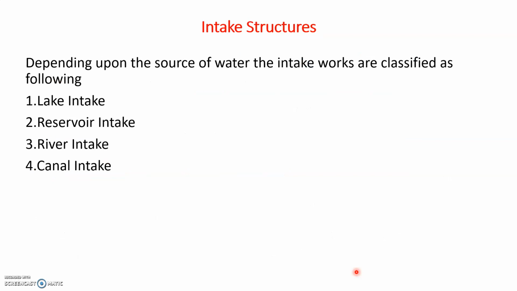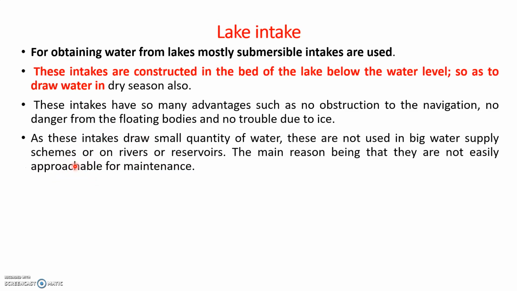Now there are various types of intake structure: a lake intake, a reservoir intake, a river intake, and a canal intake. Basically four types, so we'll see them one by one. First, what is a lake intake? Where you place the intake structure in a lake, that is called a lake intake. Most of the time it is a submersible type of intake structure, always submerged in the water body itself, constructed in the bed.